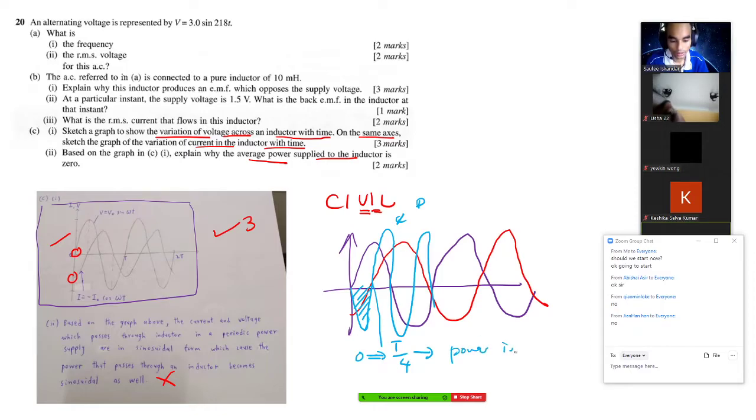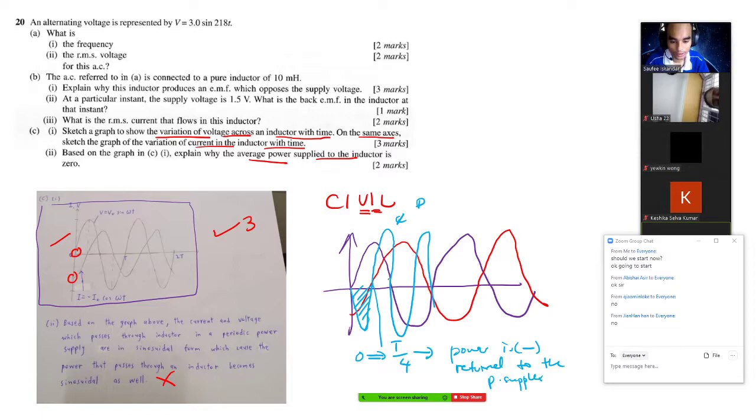You can see that from 0 to T over 4, power is negative, means that it returns power to the power supply. It gives out power back to the circuit. It doesn't absorb the power, but it gives back the power to the circuit. You remember in the inductor, the energy was stored in the form of magnetic force. It's not like a capacitor where energy was stored in electrical force. This is magnetic force B.